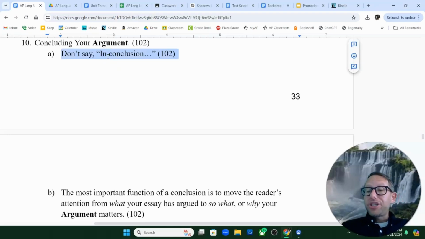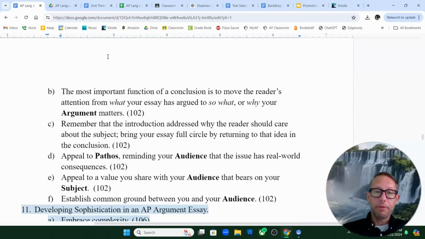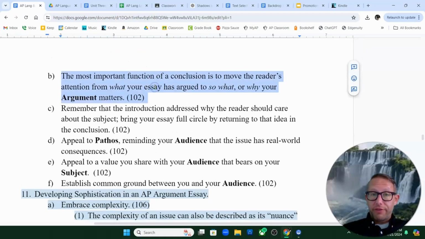First off, an English teacher dies every time someone writes "in conclusion" in an in conclusion paragraph. Okay, don't do it. Please, please, please. That's not the transition you're looking for whenever you're taking care of a conclusion paragraph. Pick something else if you need some kind of introductory conclusion. All right. Remember that the most important function of a conclusion is to move the reader's attention from what your essay argued to so what, or why your argument matters, okay? So you spent the entire time telling us what you believe. Why should we care about what you believe, okay?